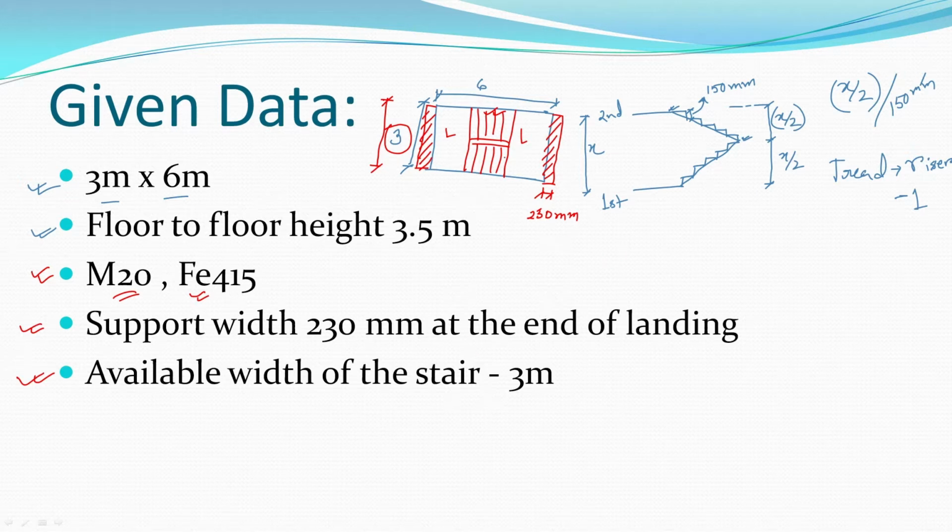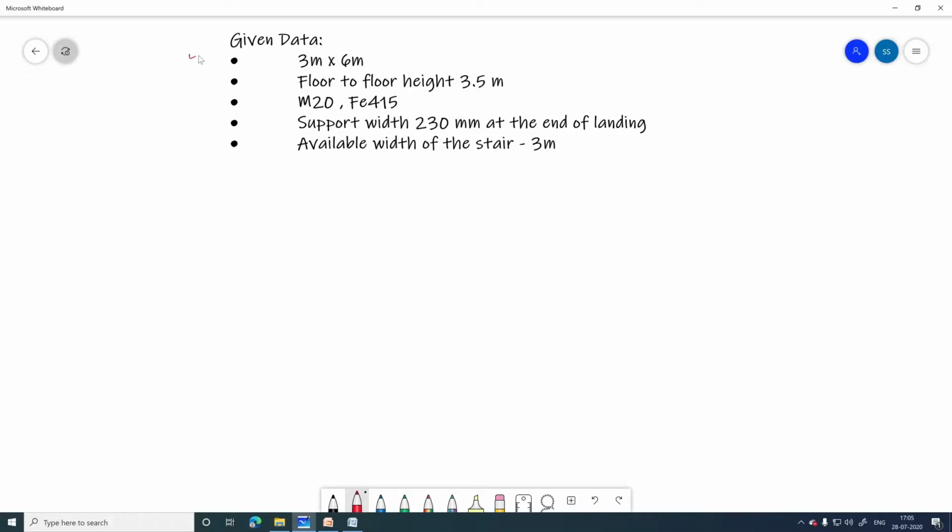So it is actually a dogleg staircase. There are other types of staircase also, like spiral, helical, quarter turn. You already know that, it was completed in the building material and construction classes, right? So one by one we will design. First we will start with the dogleg staircase. Same question. These are the given data, 3 meter across 6 meter, that we have already gone through. So let's start the solution.